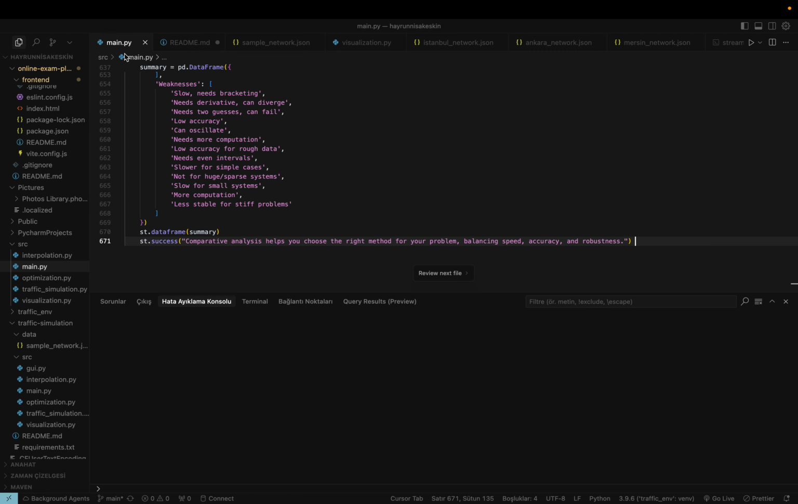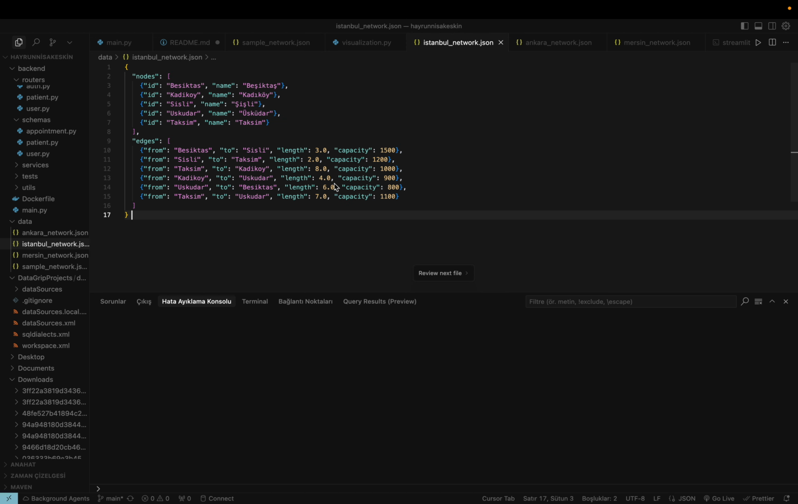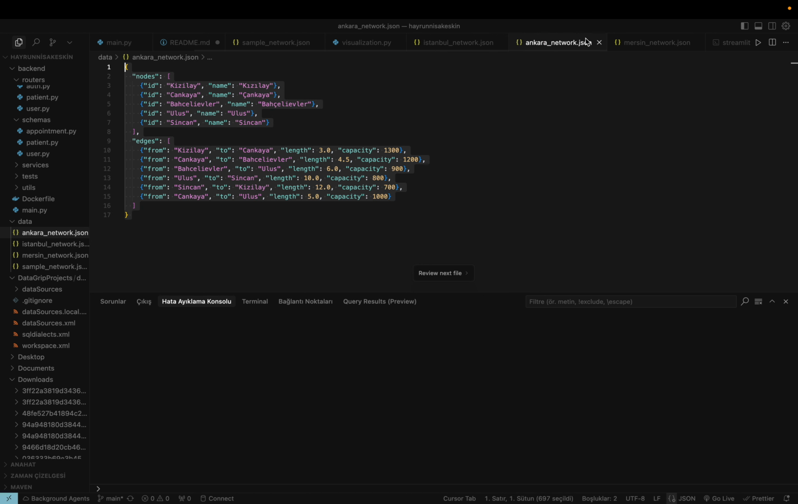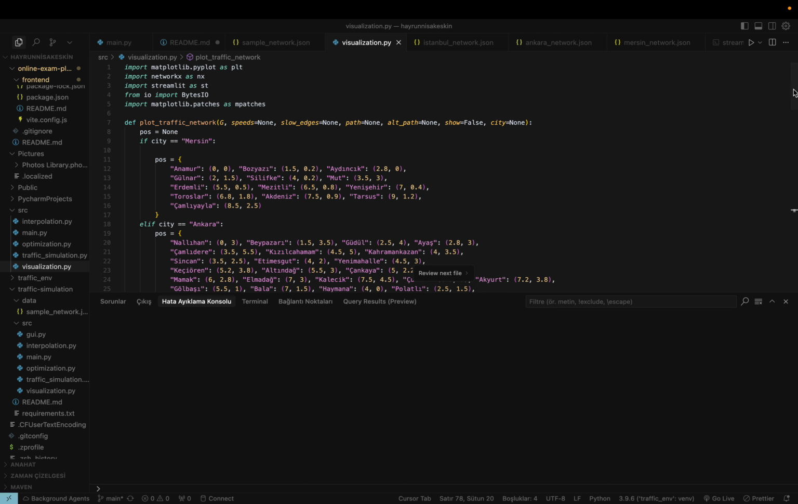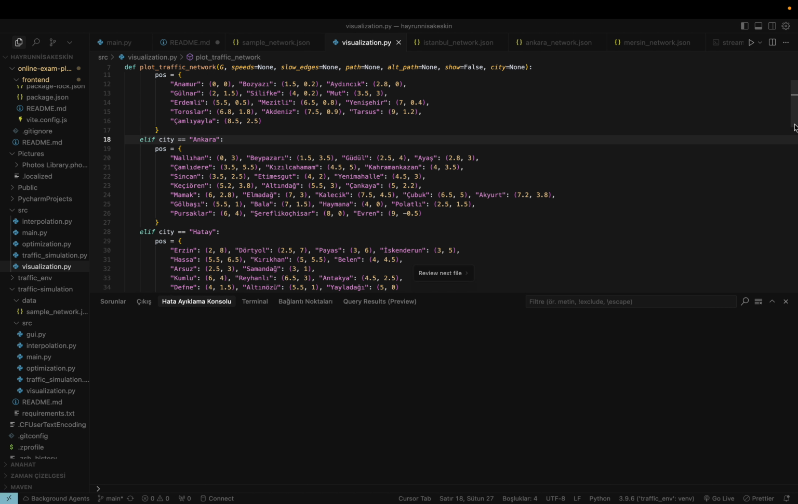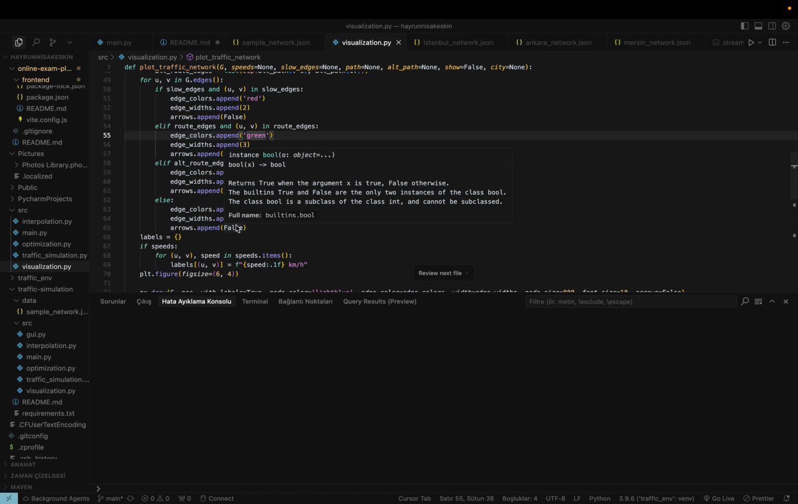And this is our main.py, and this is the sample network JSON. And this is discrete, for example Istanbul, for example Ankara, for example Mersin, for example visualization code, and these library imports, and elif. And for example Mersin, Ankara, Hatay, and these edge colors, route edges and route append.